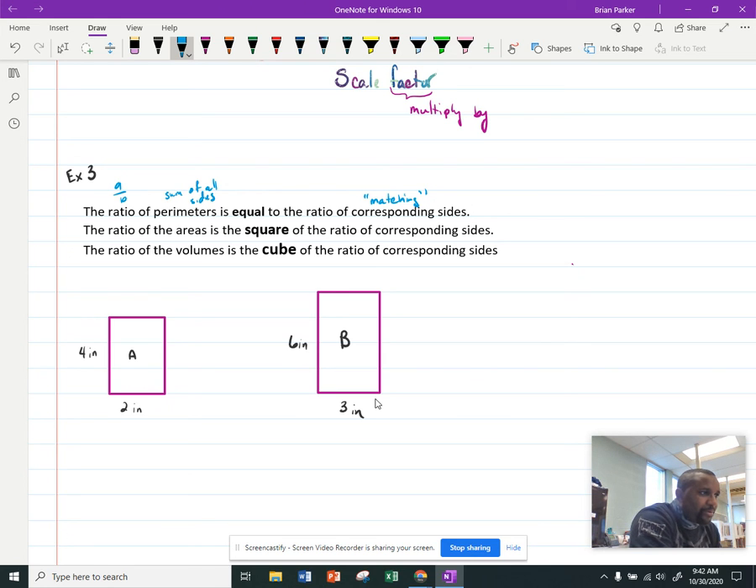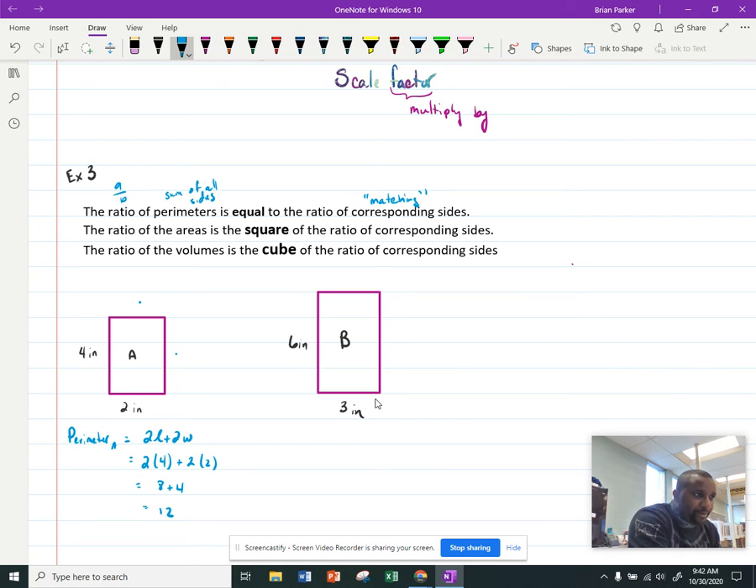If we wanted to find the perimeter of A, let's do the formula for perimeter real quick. That's 2L plus 2W, okay? In this case, that means there's 2 of the 4s, one on this side and one on this side, plus 2 of the 2s. There's one down here and one up here, okay? That's 8 plus 4, and that's going to equal 12. All right, that's this perimeter.